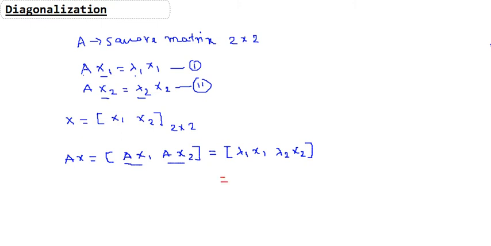If I write it this way, the matrix with columns x1 and x2, which is x, a 2 by 2 matrix, multiplies a 2 by 2 matrix, because x is a 2 by 2 matrix. Here we can write lambda 1, 0, 0, lambda 2, so we find a diagonal matrix. You can find easily that after multiplication it gives us lambda 1 x1 and lambda 2 x2. How? Because x1 into lambda 1 plus 0 into x2 is lambda 1 x1.